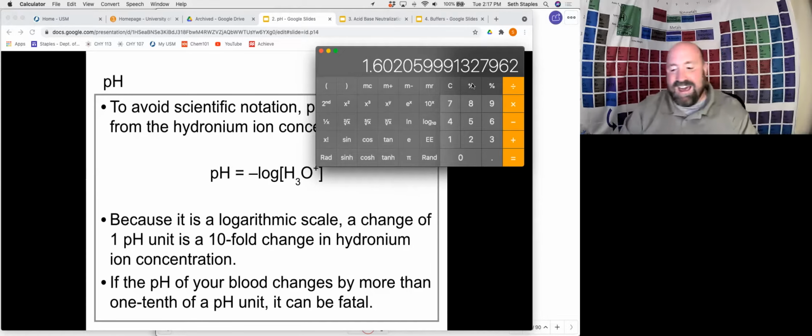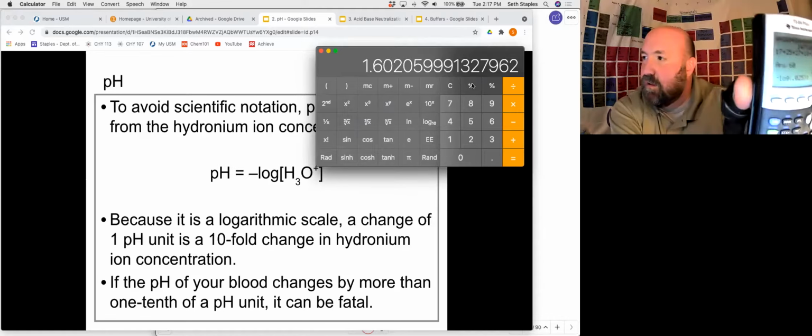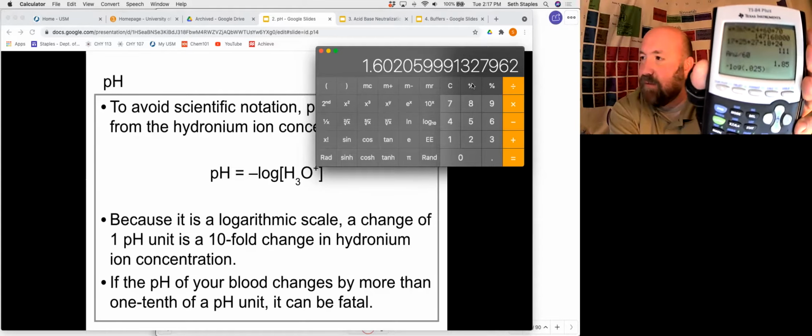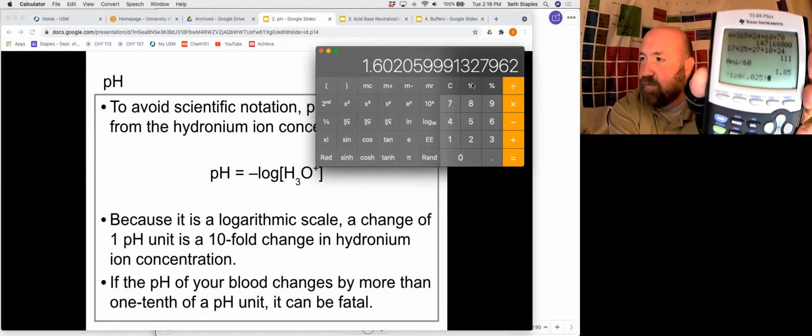If you've got a TI calculator, then you can literally put it all in at the same time. So I would go negative log of 0.025. Clear that out, so that's the only thing on my screen. I'll show it to you. So negative log 0.025 would look just like that. Negative log 0.025.